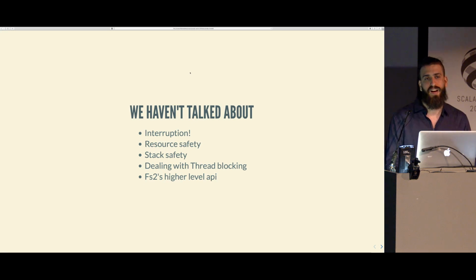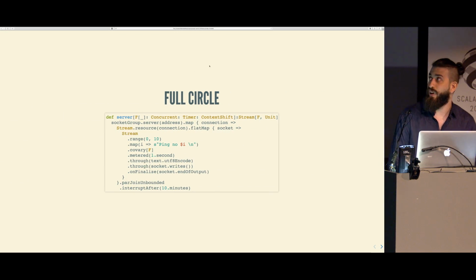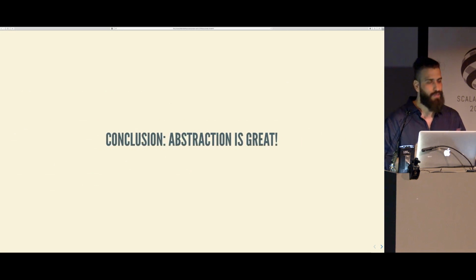And then we haven't really talked about FS2's higher level API, and how we managed to achieve the higher compositionality and safety. But I just want to, again, go full circle and look at this very simple example of concurrently waking up every second and sending things to sockets. And again, think about all that's going on under the hood to make this happen. And the only conclusion I can have for that is that abstraction is great.